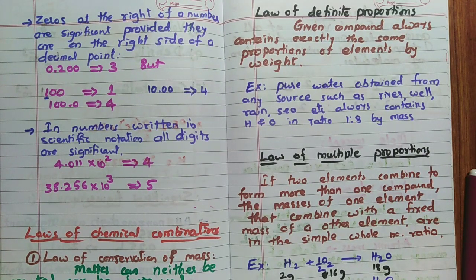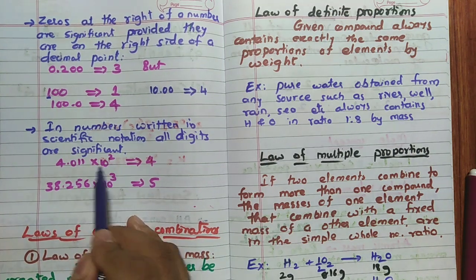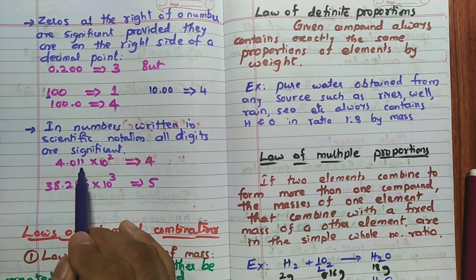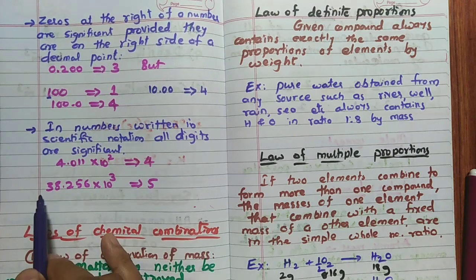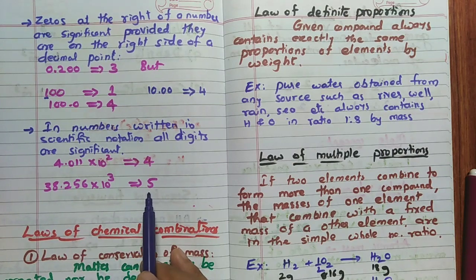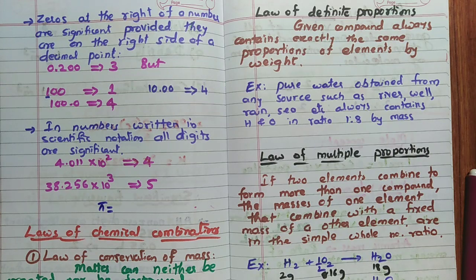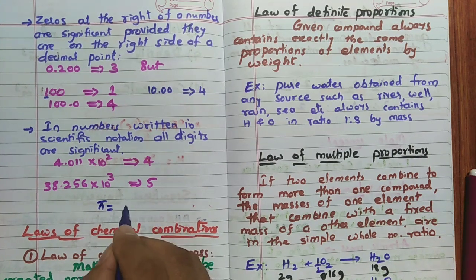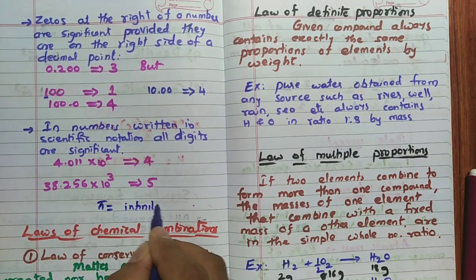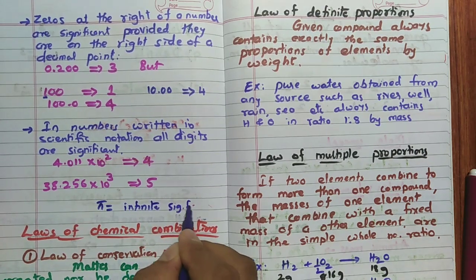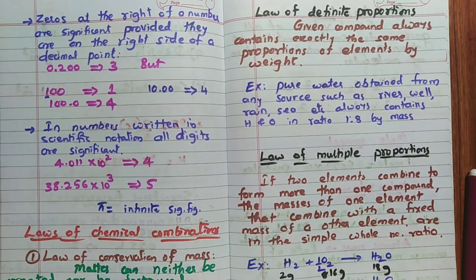And finally, in a number written in scientific notation, 10 to the power, remember, leaving this, all the remaining digits are significant. 4.011, that is 4. 38.256, that is 5, like that. And one thing you remember finally, pi value, 3.142, like that, has infinite significant figures. Remember that point. So these are about significant figures.